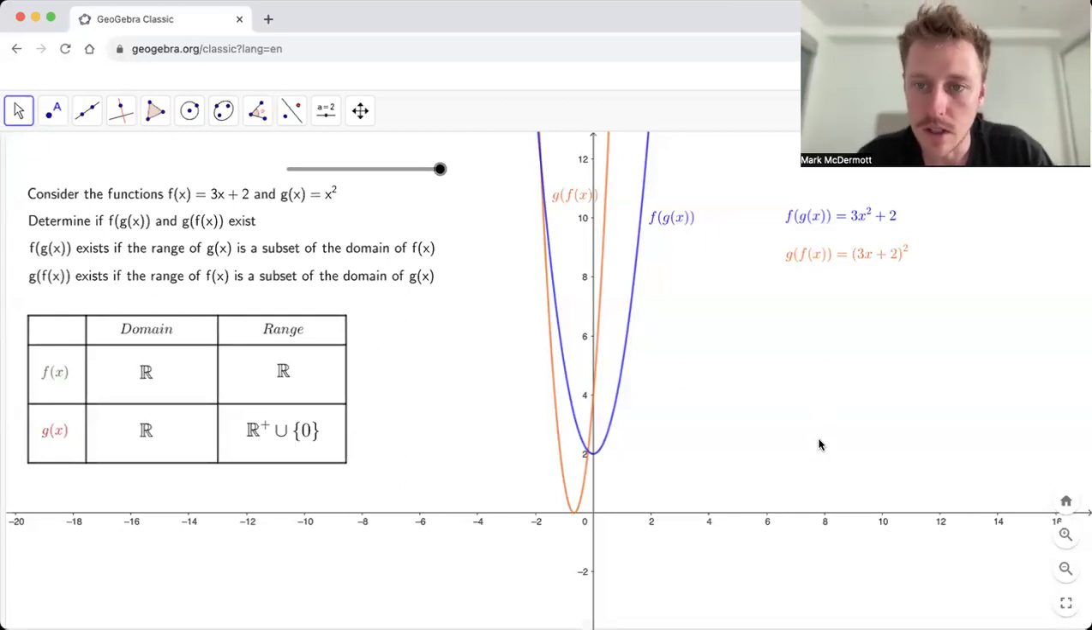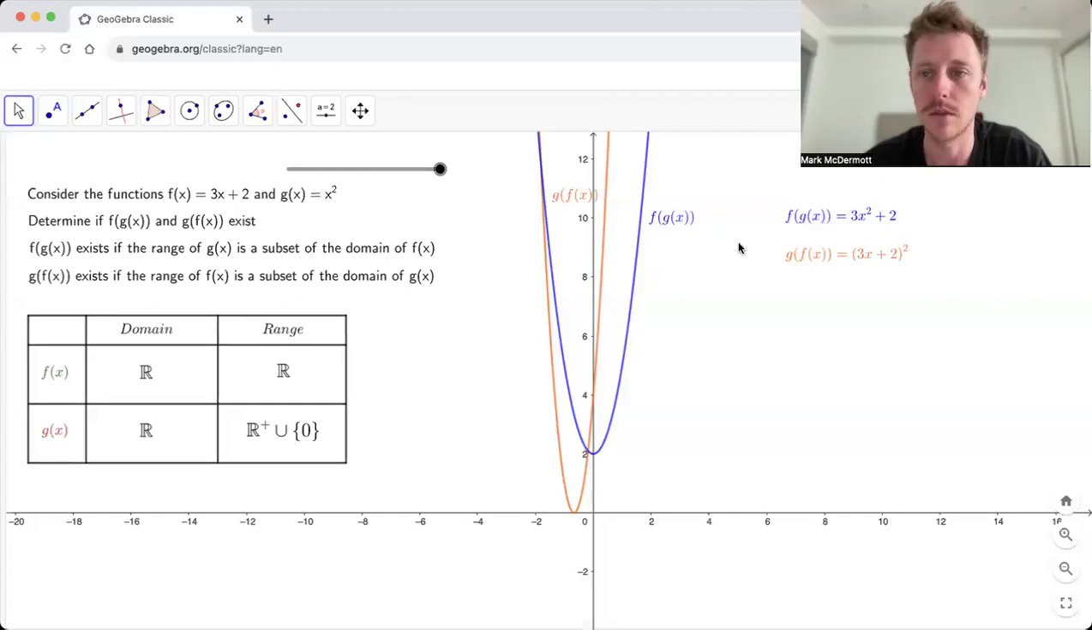We've got f of g of x, which is 3x squared plus 2. And the way we get that is we take the function f of x, and wherever we see an x, we put g of x, which is x squared. So substituting that in, we get 3x squared plus 2, which is the graph shown in blue. And then g of f of x is where we take the function g of x, and wherever there's an x, we put f of x. So it's going to be open bracket 3x plus 2, close bracket, all squared. That's in orange, and then in blue is f of g of x.